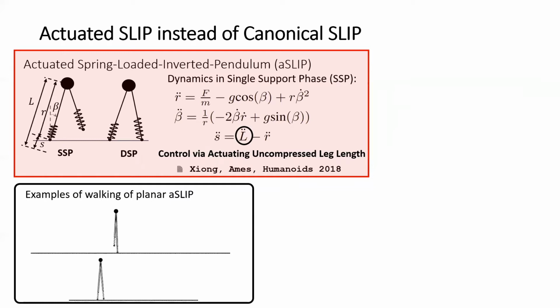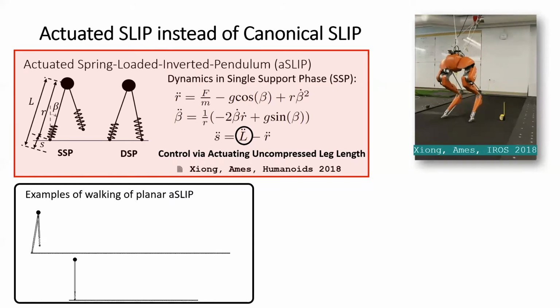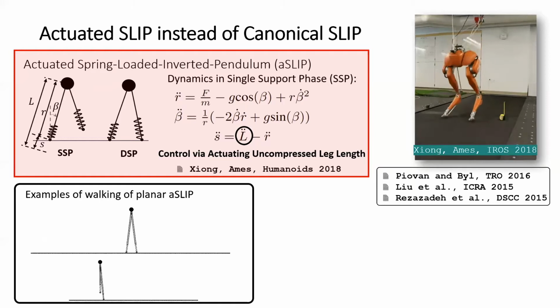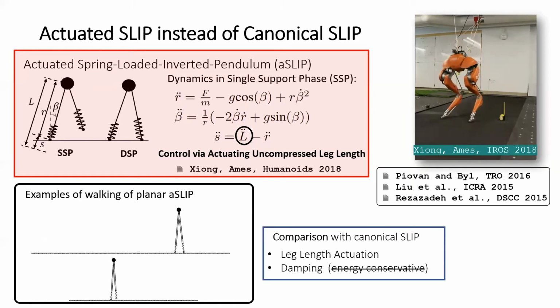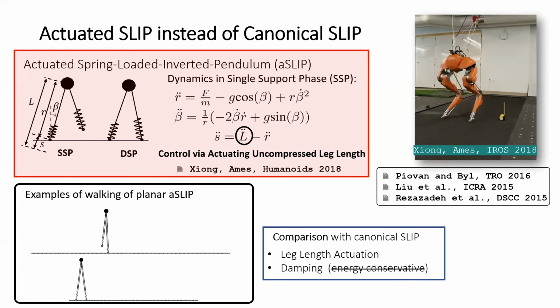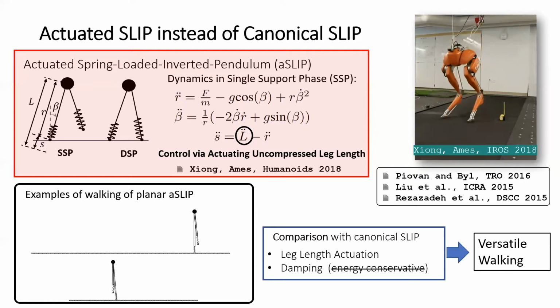The leg length actuation has been used in our previous publications, including the realized jumping on the bipedal robot chassis. It has also appeared in the literature for a while. Compared to the canonical SLIP model, the leg length actuation serves as energy injection. The damping of the spring dissipates energy, which together can ease the generation of versatile walking behaviors.